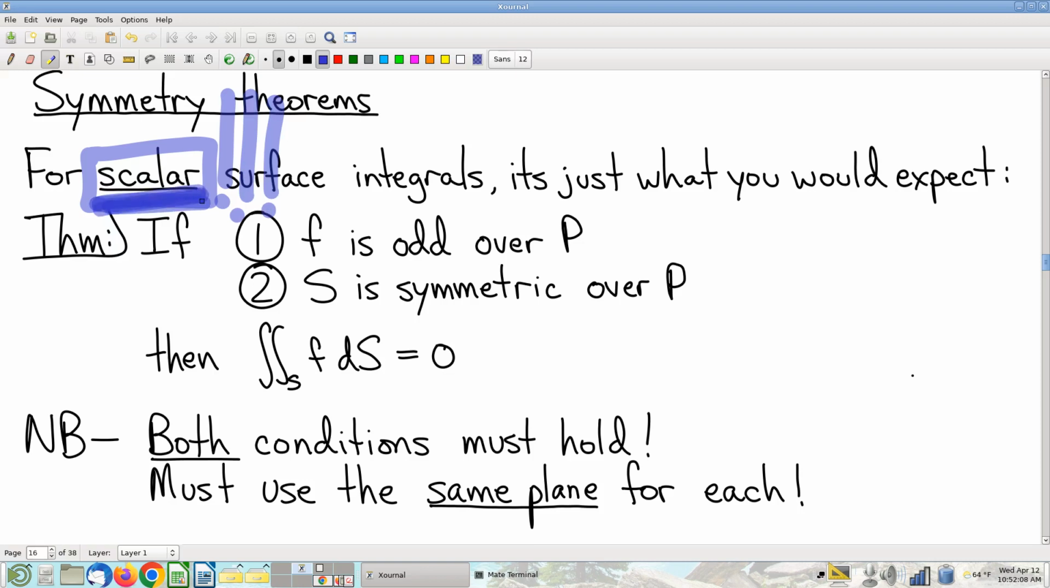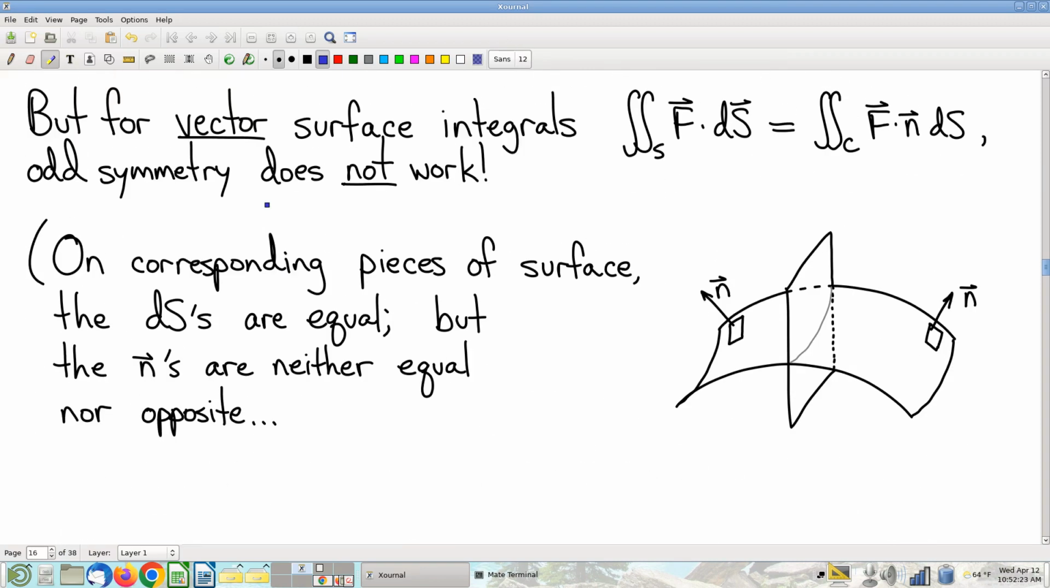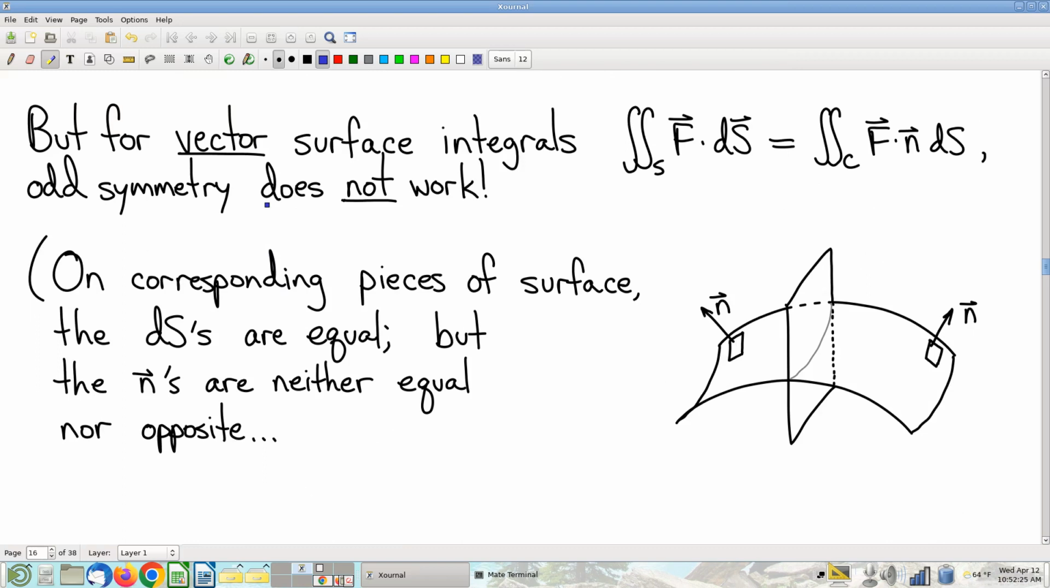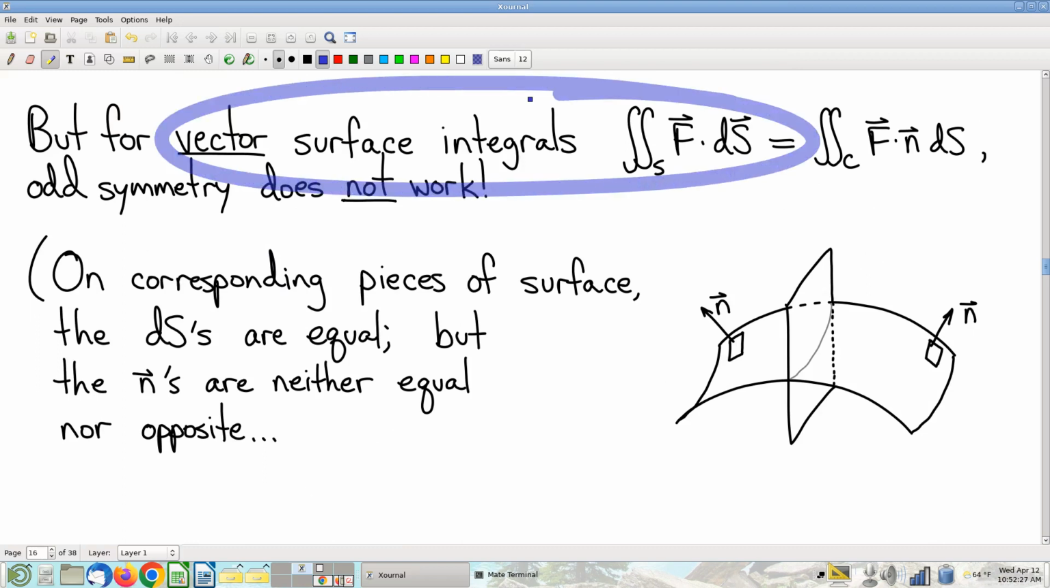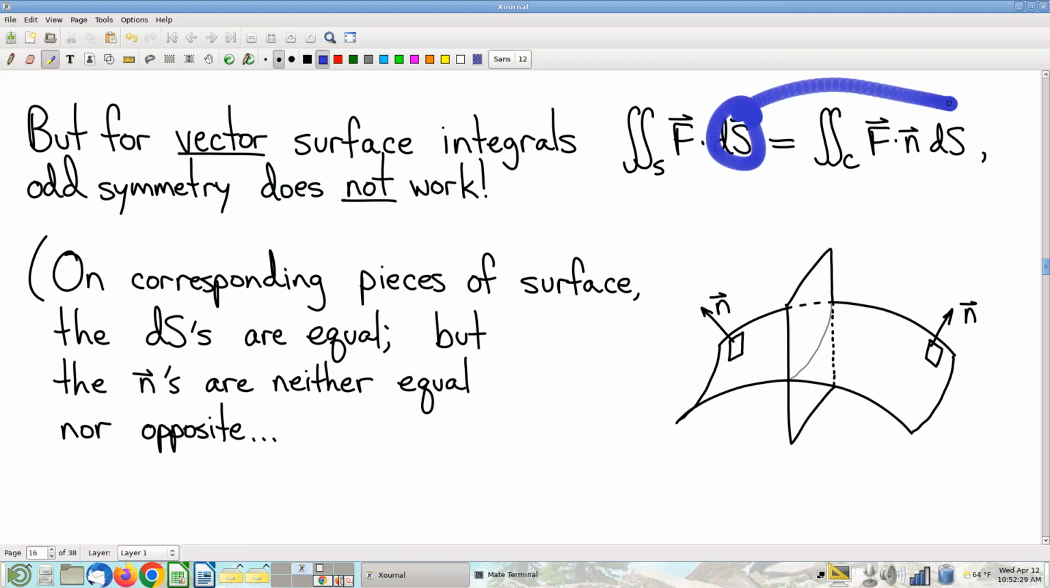If you try to make an odd symmetry argument for a vector surface integral, it's nonsense. There is no such property or theorem. So now, why is there no such result? Well, here's a rough picture. Keep in mind a vector surface integral looks like that. Keep in mind further, I can expand the dS vector and break it out into its components.